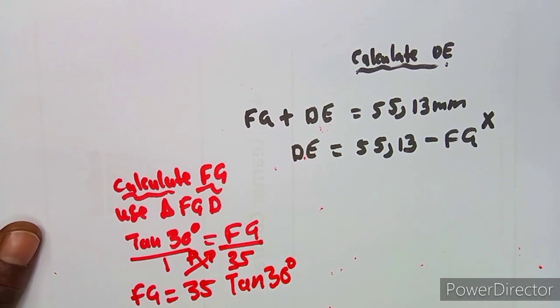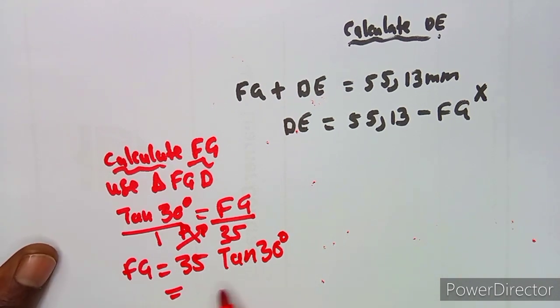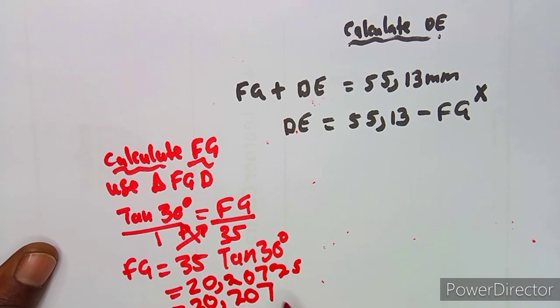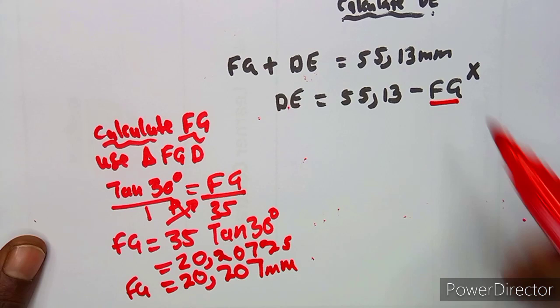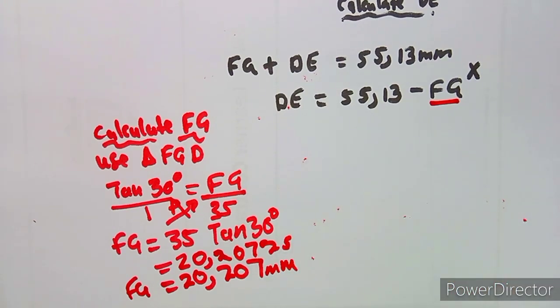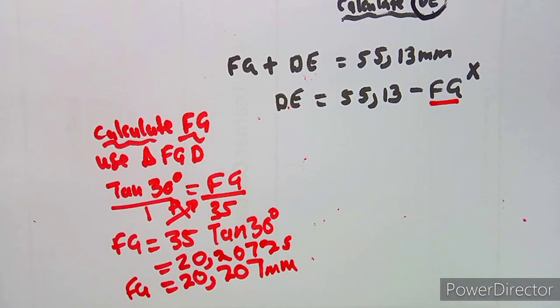From our calculator, if we use it properly, our FG is going to be 20.2025, something like that. If you round off to 3 decimal places, it's going to be 20.207. That is our FG in this case, in millimeters. So we have found FG, so we can now substitute, because remember our main aim is to have the value of what? Of DE. That is our main focus, our main target.